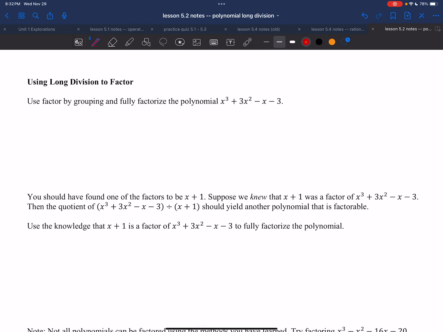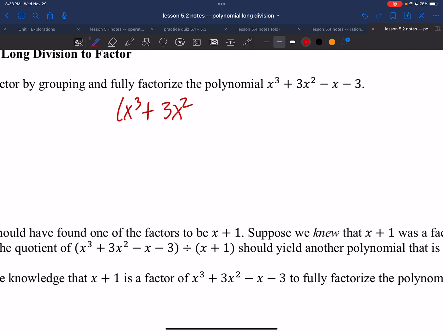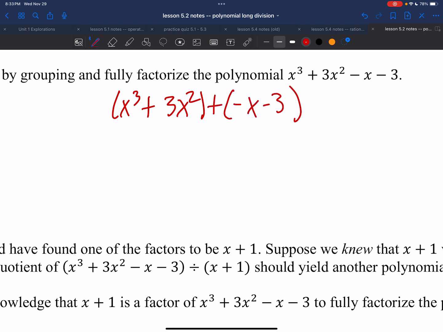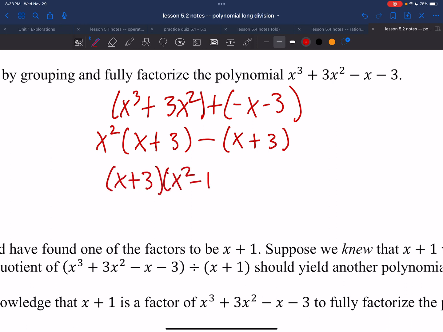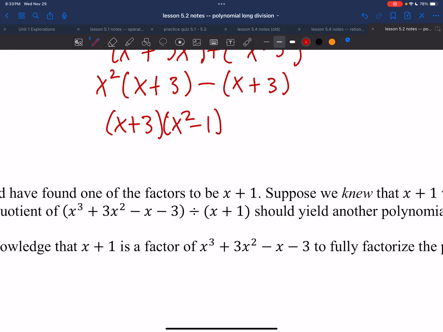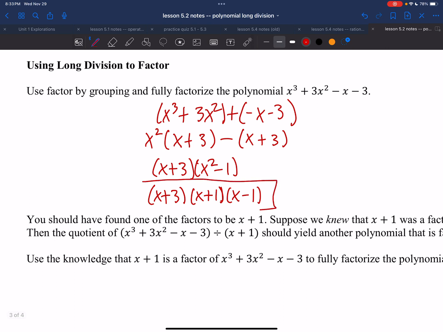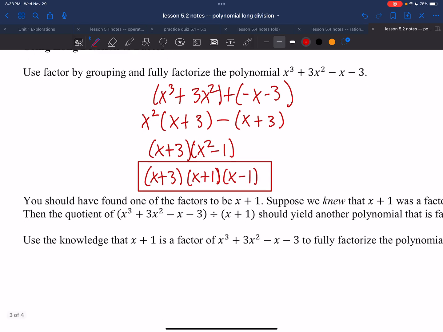Using long division to factor. First we're going to use factor by grouping and fully factorize this polynomial. This was just a class exploration. So you group the first two terms like this, and then you group the last two terms, and then take out the GCF. The GCF here is x squared, and I get x plus 3. For the other group, I don't want my lead to be negative, so I factor out a negative, and I get x plus 3. Now I notice x plus 3 is the common factor, so it's x plus 3 times x squared minus 1. And x squared minus 1 is a difference of squares, so that factors as x plus 3 times x plus 1 times x minus 1. And that's it. You said, that's not new, Mr. Spig. I know, but it was just something to review during class.